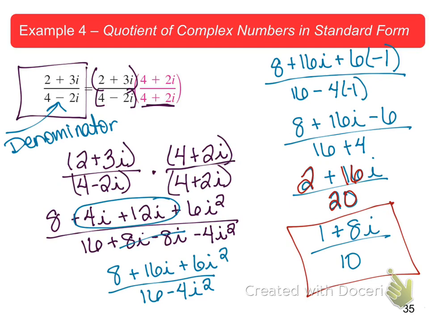However, some students will do 1 over 10 plus 4/5 i. Okay? And that's okay too, because you've given this 10 to both. 1 over 10. Then you've got 8 over 10. 8 over 10 simplifies to what? 4/5. Okay? Either of these is 100% correct.